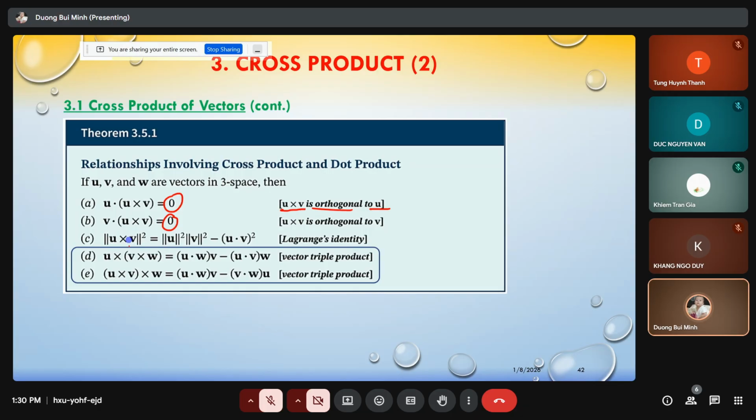Okay. The norm. The norm of U cross V, we take power up to 2. Okay. So we can get the norm of U squared, the norm of V squared, minus U dot V, totally squared. Okay. Anyway, this one you can understand. Yeah.